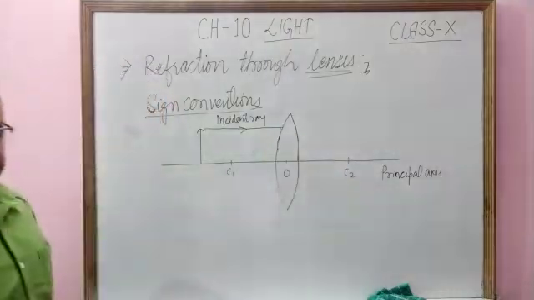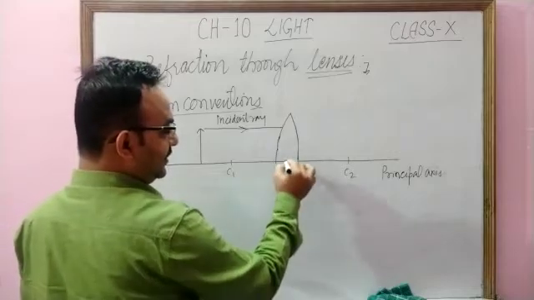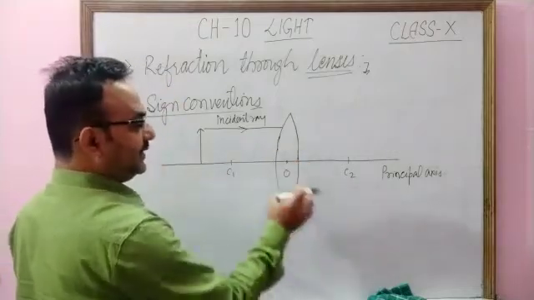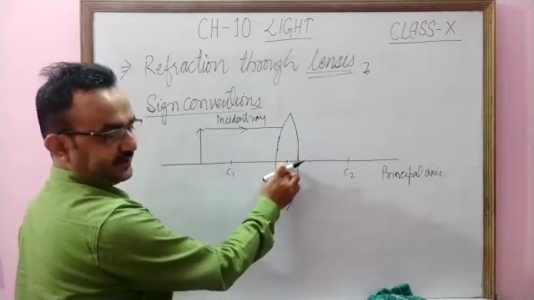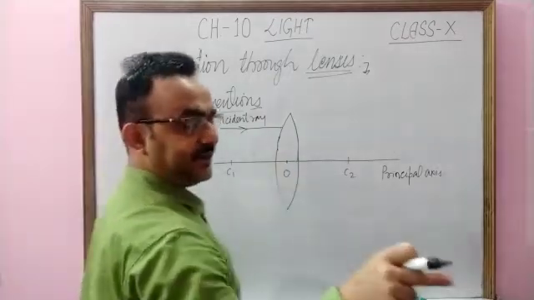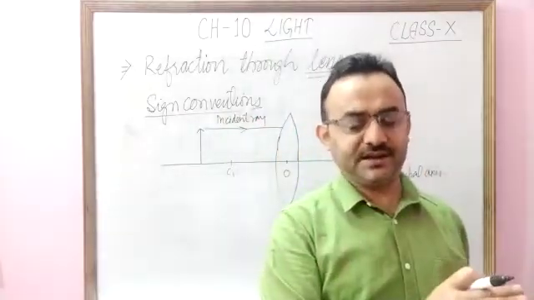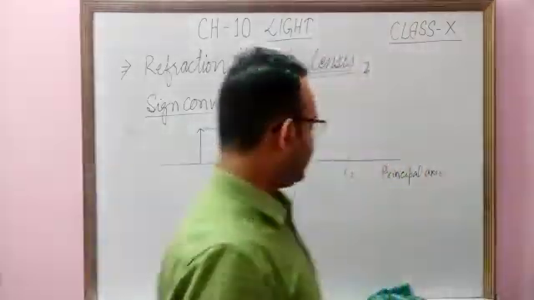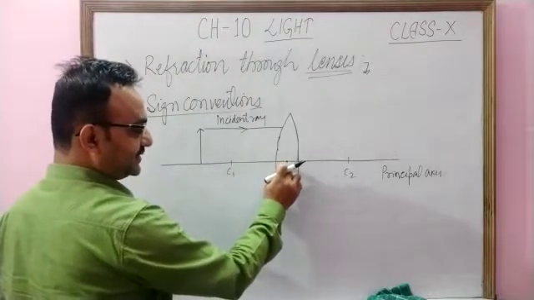So you have to keep in mind, the distance of object or image we have to start to measure from optical center. जैसे हम मिरर के केस में पोल से कोई भी डिस्टेंस either left और right side measure करते थे, similarly in case of lenses we start to measure the distance from optical center.